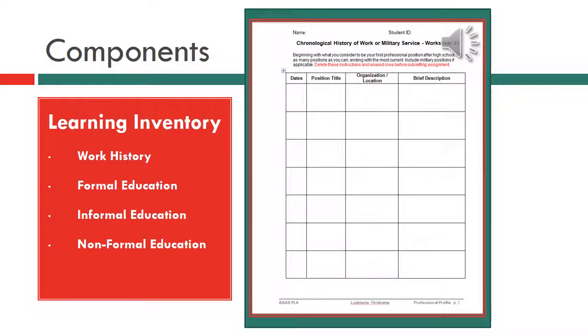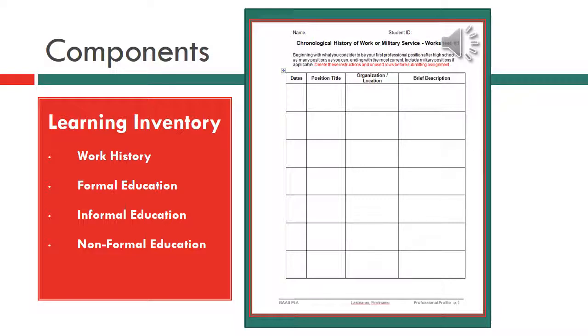The next document that is going to be included in your portfolio is your learning inventory. This is going to be a very detailed inventory of both formal and informal learning that you've had. It's going to be your work history, similar to a resume, but it's going to be the specific positions that you've held. It will not be individual classes that you've taken, but it will include different schools that you've attended and any workshops that you've attended.